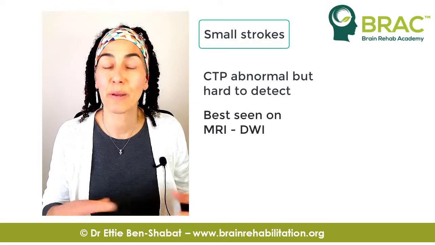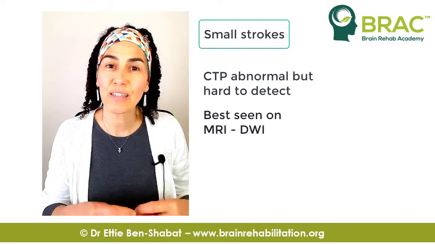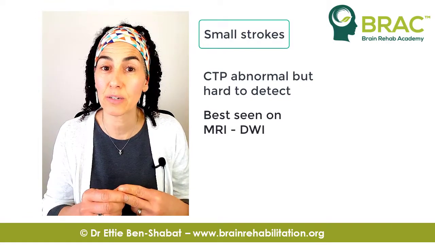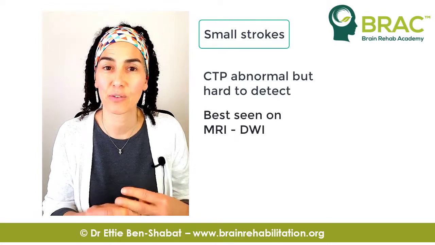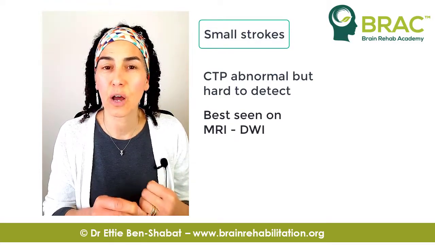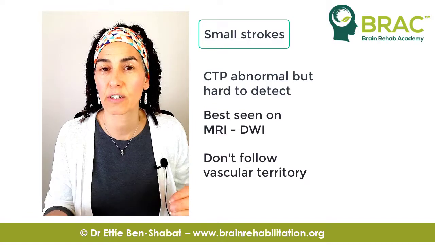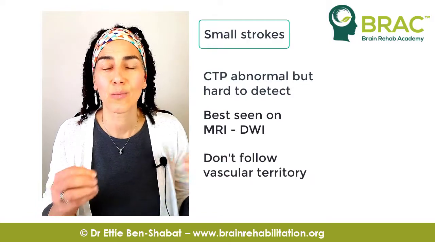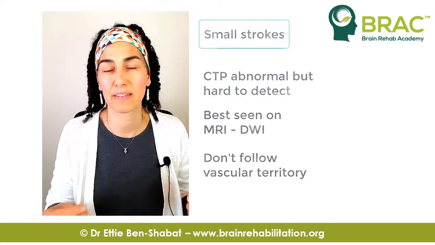However, with small stroke, the best way to identify them is the diffusion weighted imaging of the MRIs. So in terms of the identifiers of small strokes, it's identifiable on perfusion imaging and diffusion weighted imaging in terms of MRIs. CT scans are very hard. It's very hard to identify the small strokes on CT scans. And another point that is important to note is that unlike large strokes, small strokes don't necessarily follow vascular territories, which means you'll see a small lesion somewhere and you wouldn't really know whether it's related to a vascular territory, which is why small strokes can be missed on images.